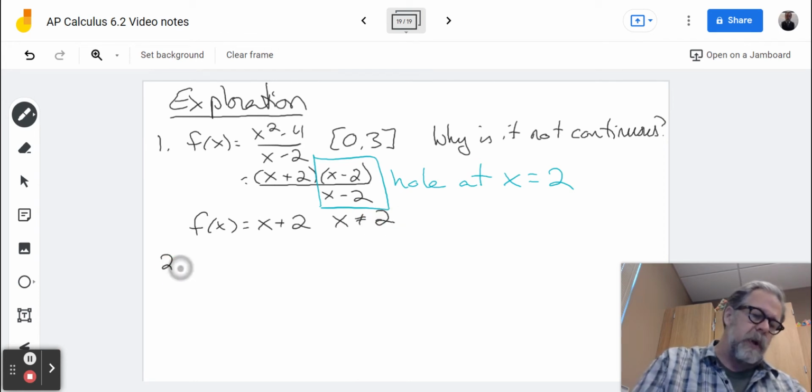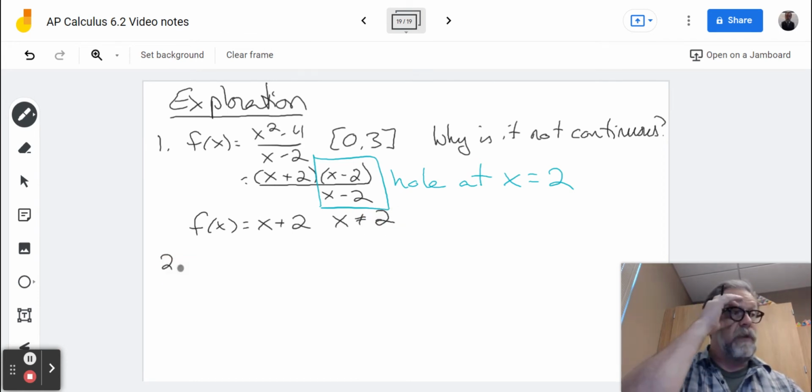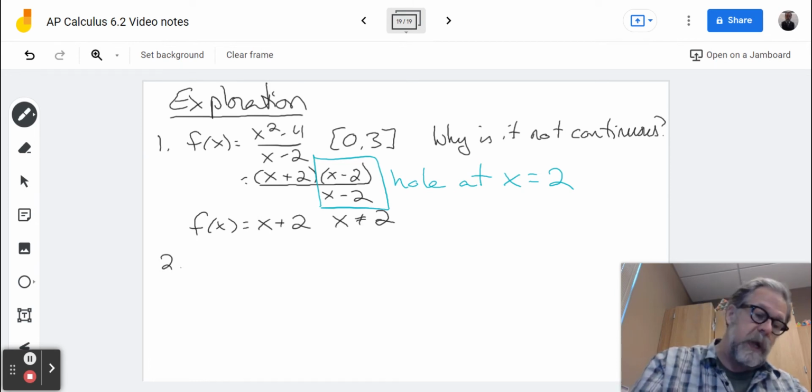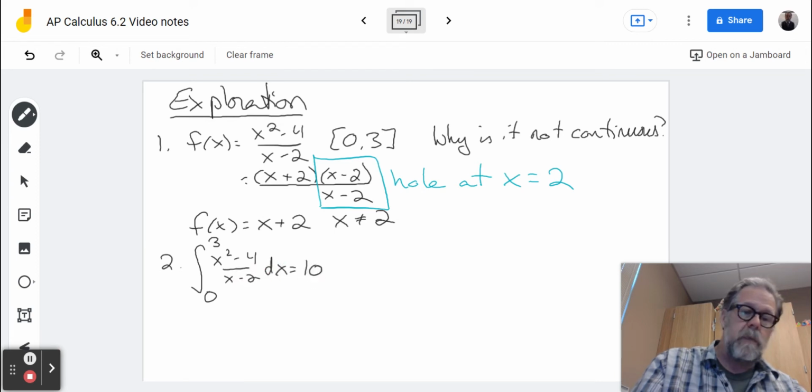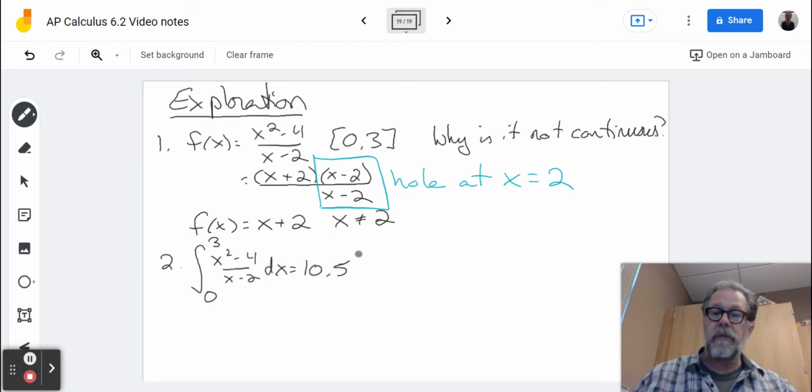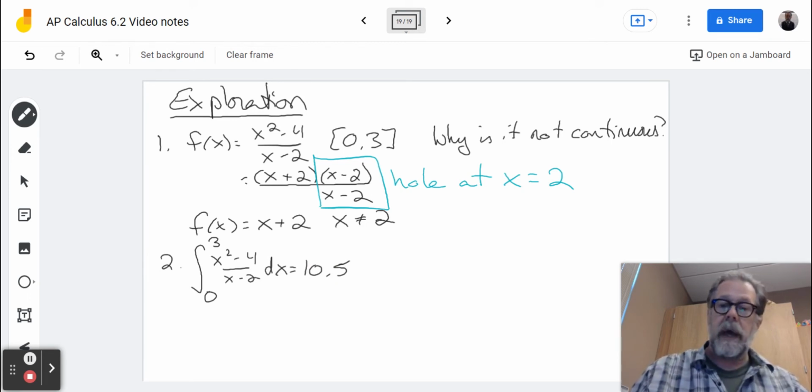So now what I want you to do is draw a graph of this function, and I want you to use area to show that the integral of this function is equal to 10.5. So go ahead and draw yourself a graph, calculate the area under the curve, and come back.